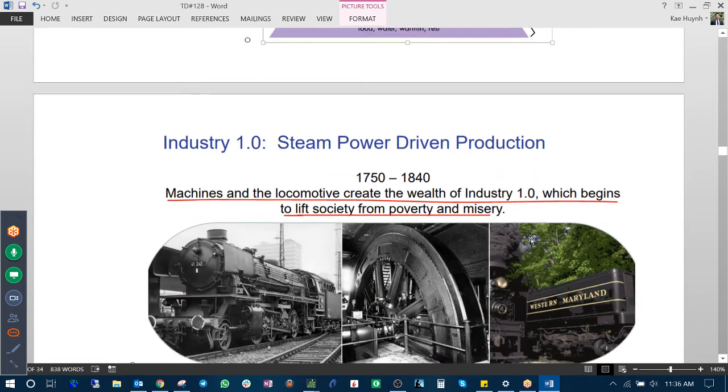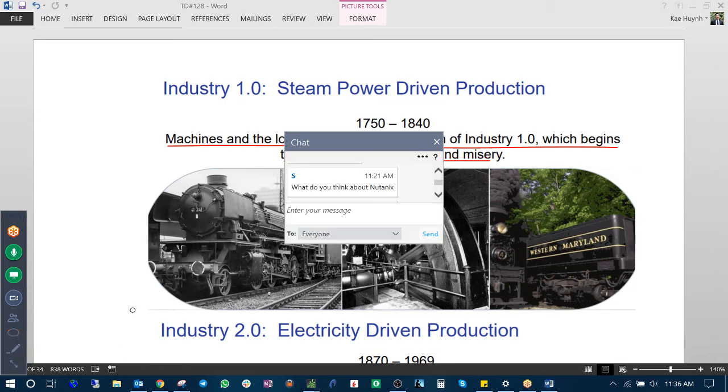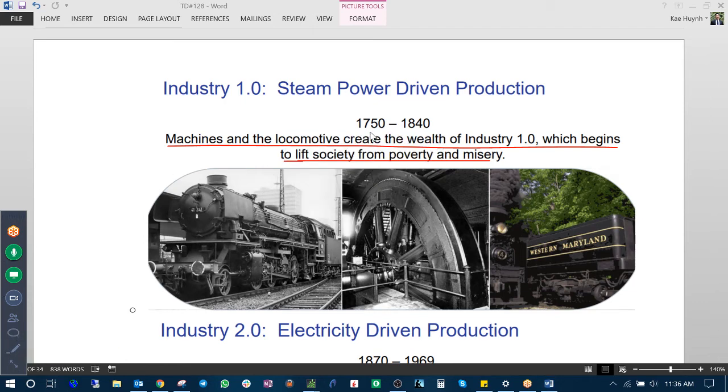So let's look at the history real quick and see where we came from. Where are we today? Because Industry 4.0 is very real, and Robert F. Smith is a big fan of Industry 4.0, and a lot of his investments are around that framework of his belief that Industry 4.0 is really real. So before we could understand Industry 4.0, we got to understand the rest, right? So let's start with 1.0. 1715 to 1840. Machines and locomotives create the wealth of Industry 1.0, which begins to lift society from poverty and misery, thanks to machines.